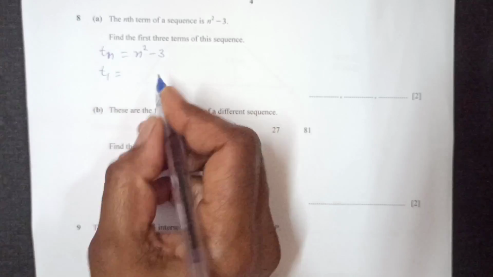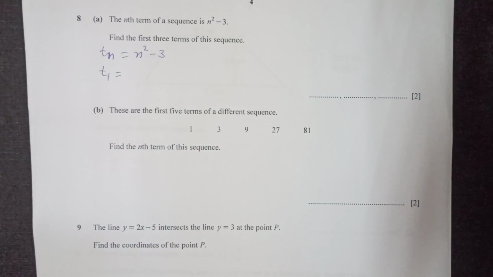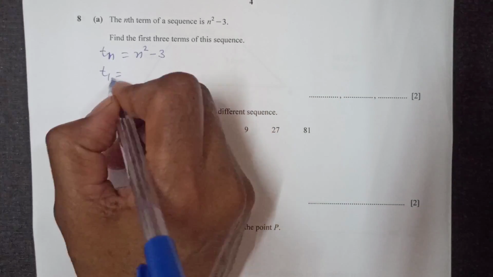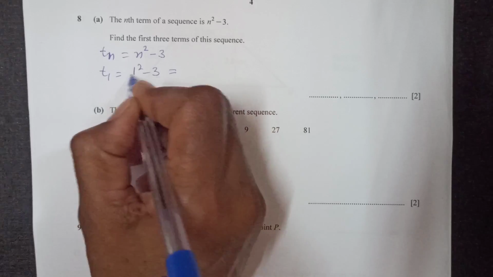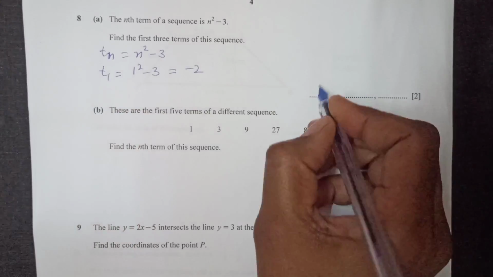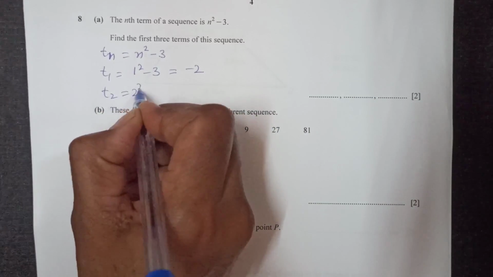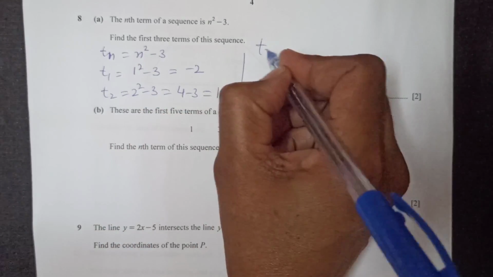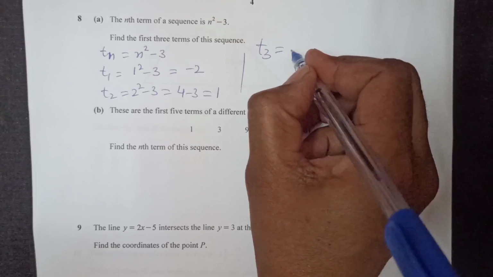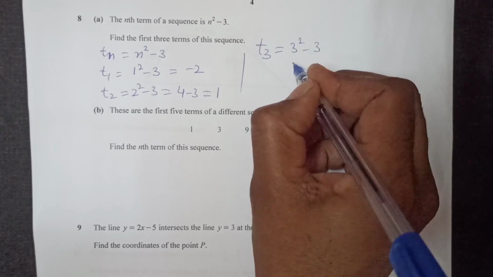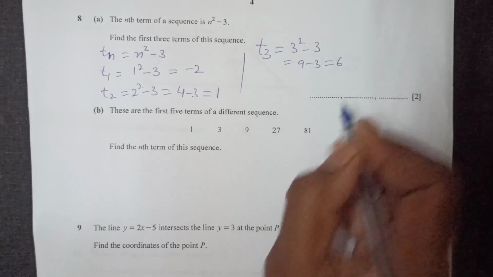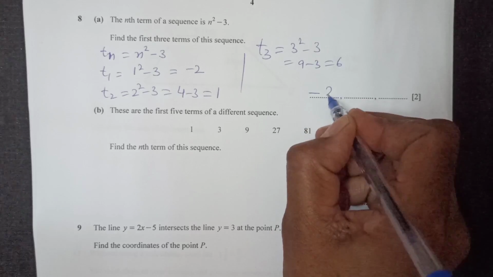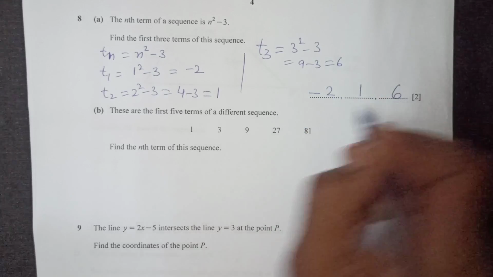So for T1 we are going to replace n by 1. So 1 squared minus 3, 1 minus 3, it is going to be negative 2. So T2, 2 squared minus 3, that is 4 minus 3, which is 1. Then T3 is going to be 3 squared minus 3. So this is 9 minus 3, it is 6. So the first terms are negative 2, then 1, and then 6.